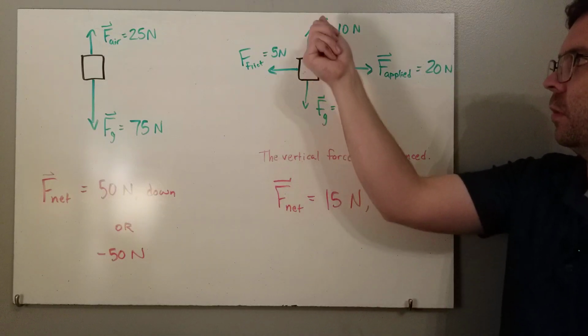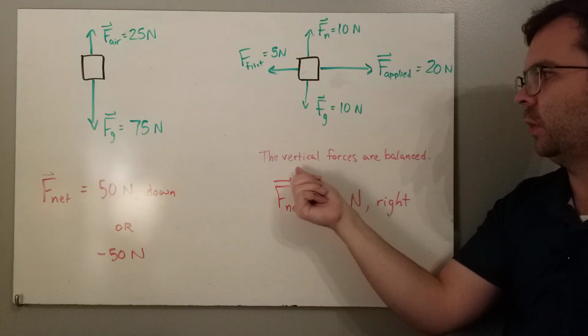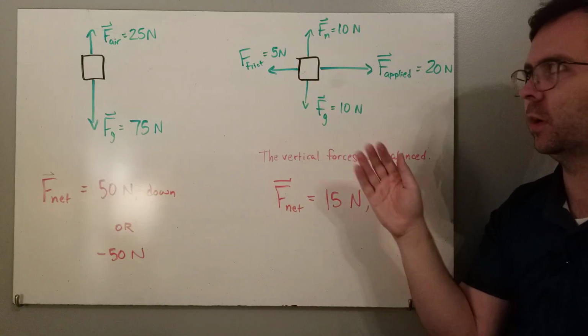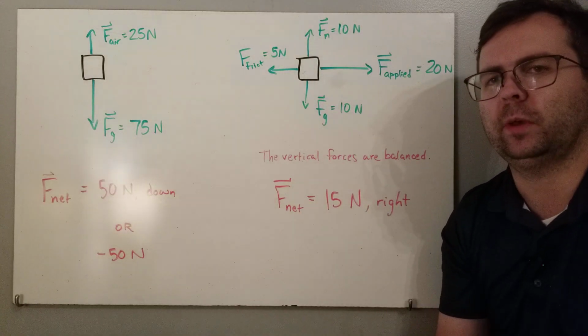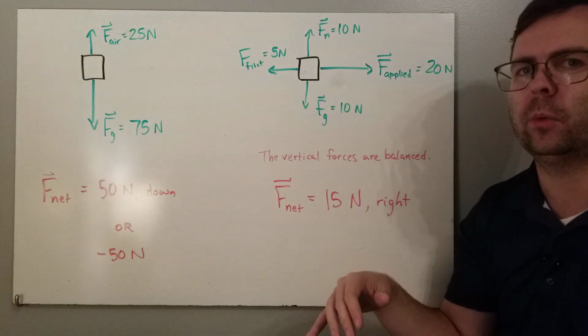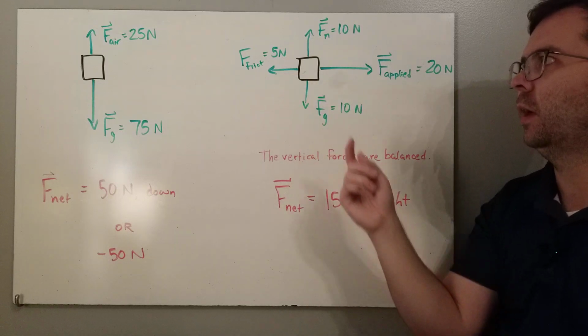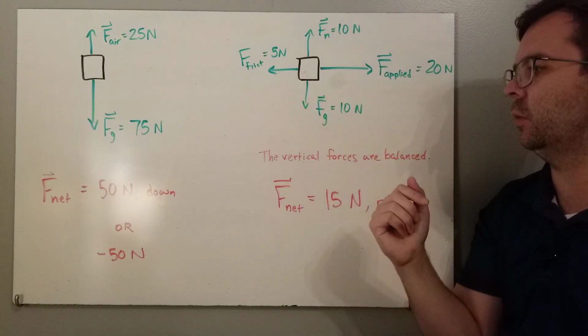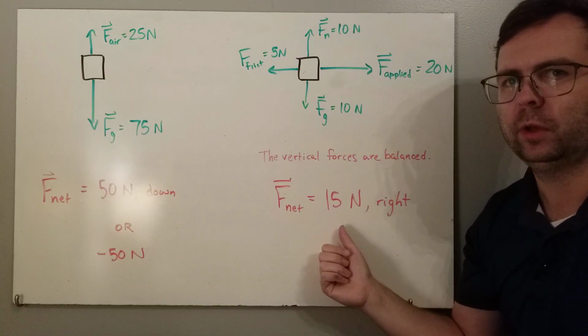So in this case, the gravity and the normal are perfectly balanced. So we say the vertical forces are balanced here. They're not going to play into the net force because they perfectly balance each other out. So all we have to concern ourselves with is the friction and the applied force. So 5 newtons to the left, 20 newtons to the right. Overall, that's a net force of 15 newtons to the right.